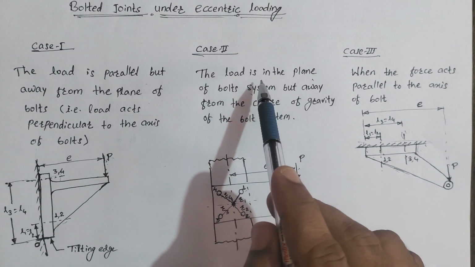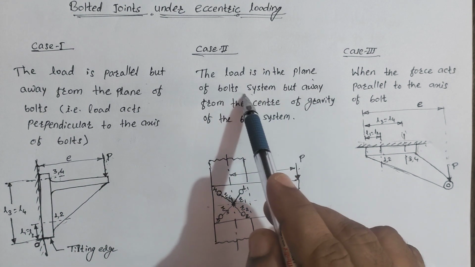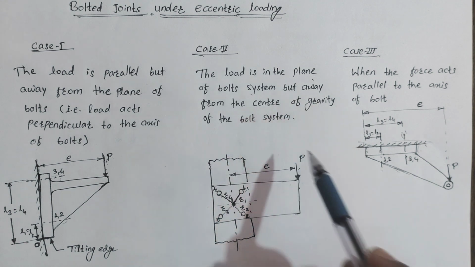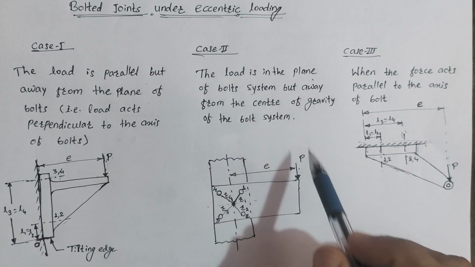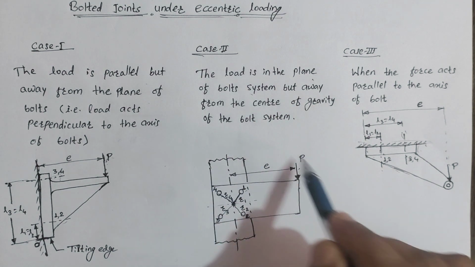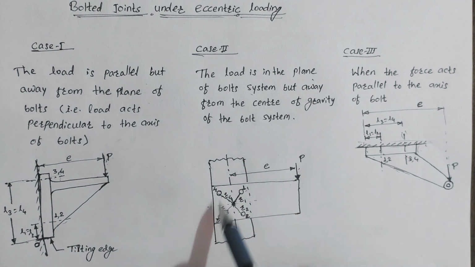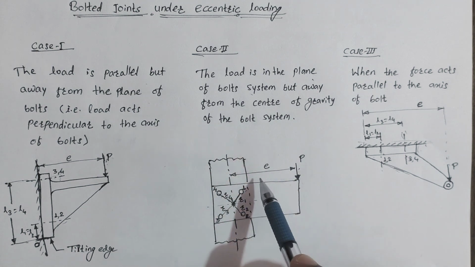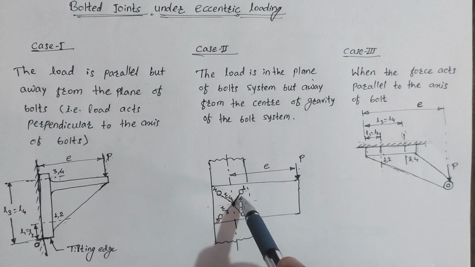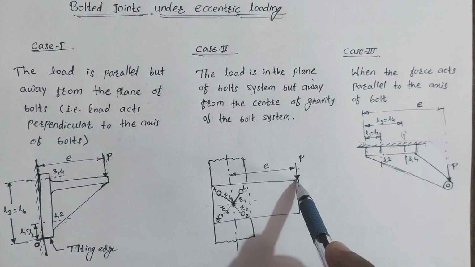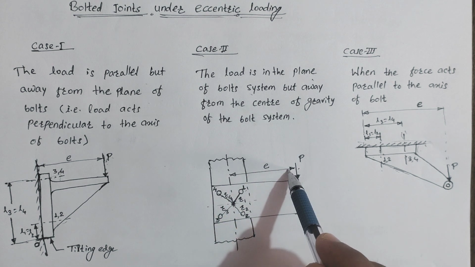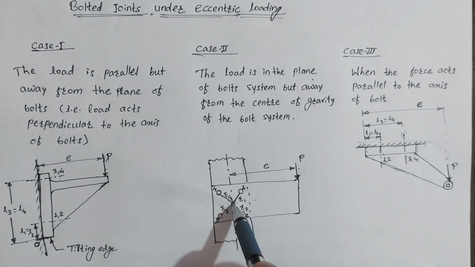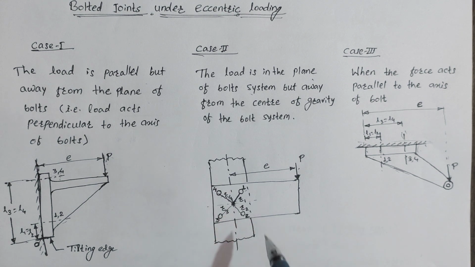Then case 2 is load is in the plane of the bolt but away from the center of gravity of the bolt system. Same in this figure you can see this plate is fixed with another plate or a vertical wall or bracket you can say, which is fixed with the 4 number of bolts, and the load P is acting at some eccentric distance E from the center of gravity of the 4 bolts.